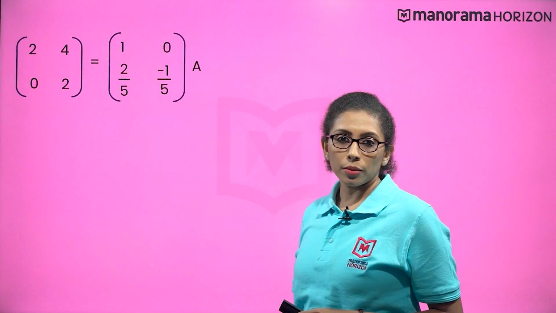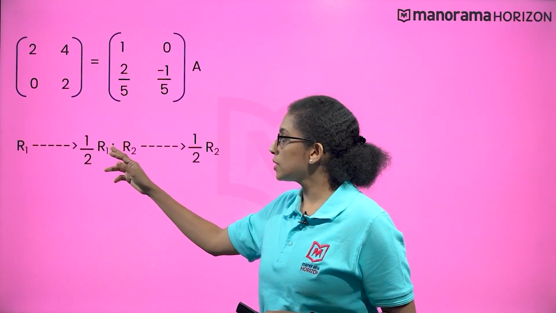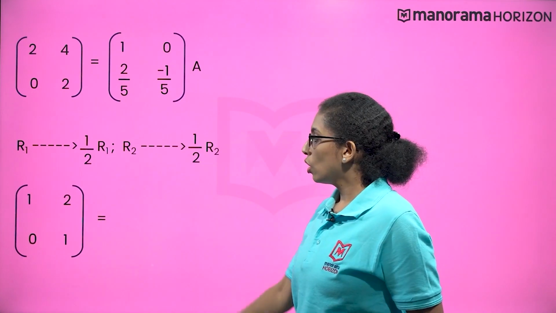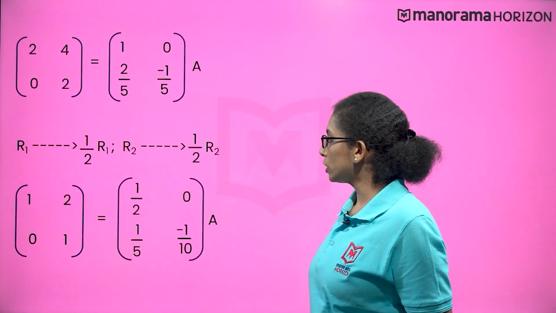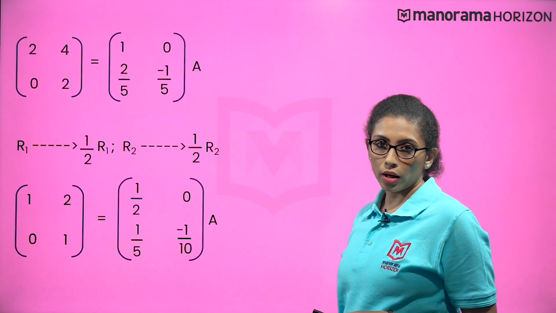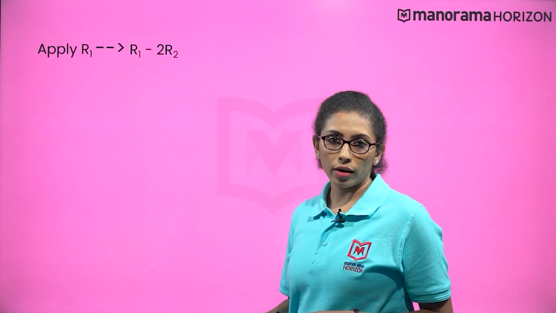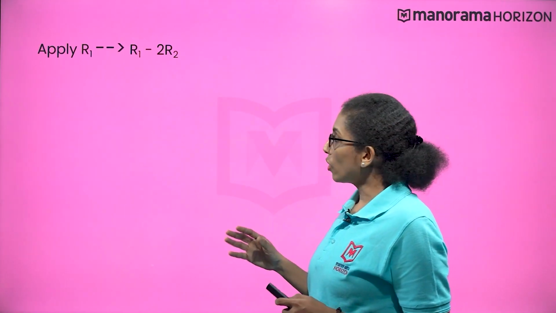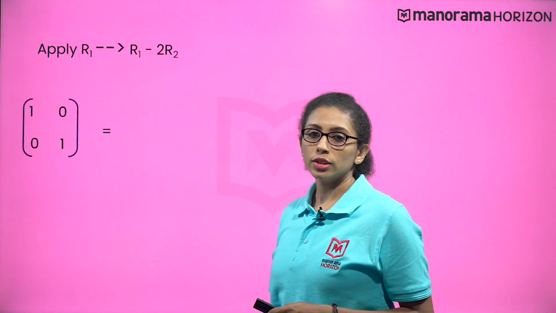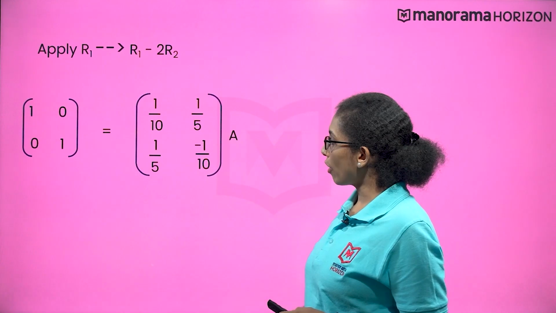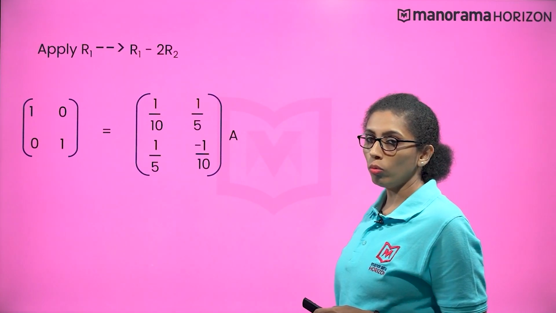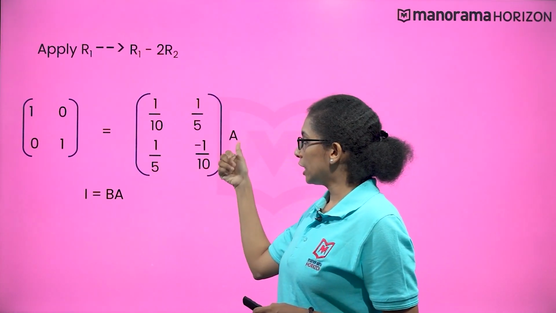into A. Now R1 becomes half of R1 and R2 becomes half of R2. We get [1, 2; 0, 1], which is equal to [1/2, 0; 1/5, -1/10] into A. Now perform on R1. R1 becomes R1 minus 2 into R2 and we get [1, 0; 0, 1], which is equal to [1/10, 1/5; 1/5, -1/10] into A, which is of the form I is equal to B into A.